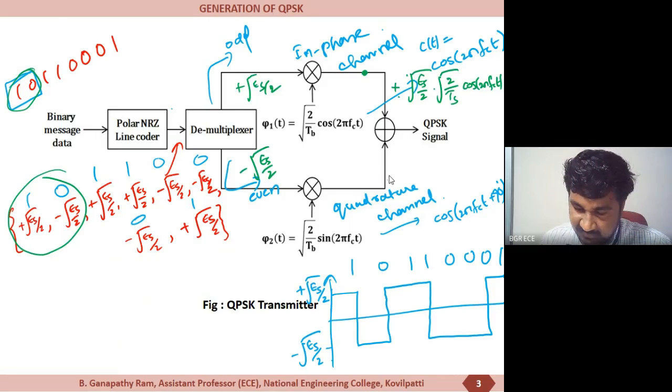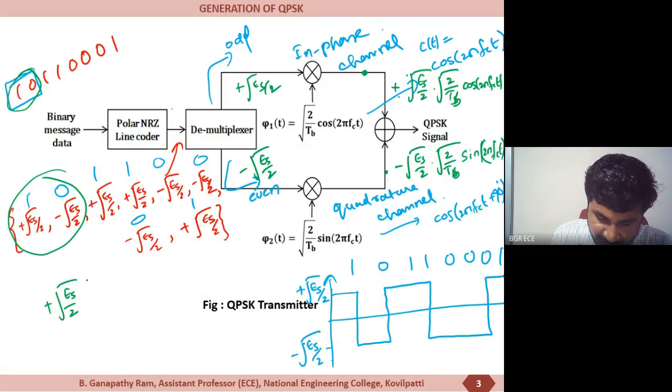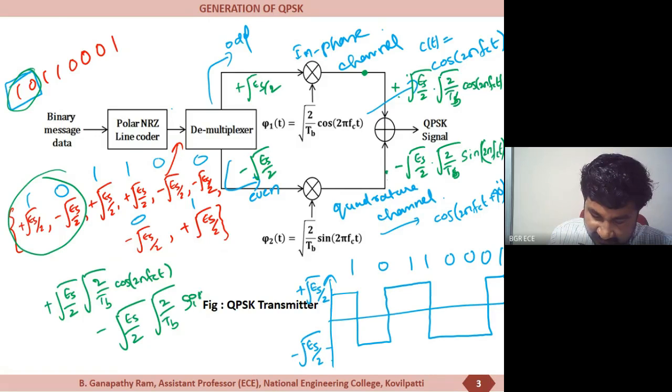And in the quadrature channel, the output is minus square root of Es by 2 multiplied by square root of 2 by Tb or Ts, any function we can use, sine 2 pi fc t. Now the QPSK signal is the sum of these two signals. So it will be written as plus square root of Es by 2, square root of 2 by Tb cos 2 pi fc t minus square root of Es by 2, square root of 2 by Tb sine 2 pi fc t, which is nothing but S4 of t.